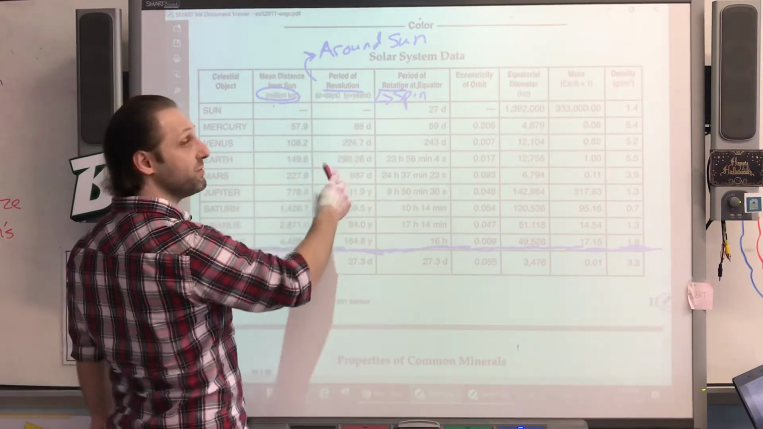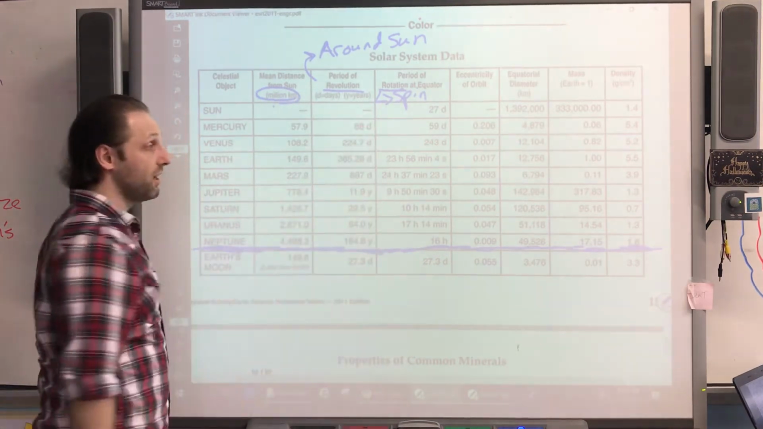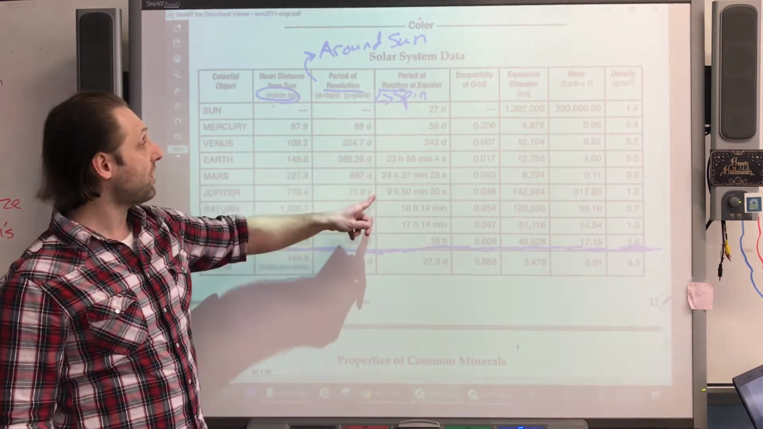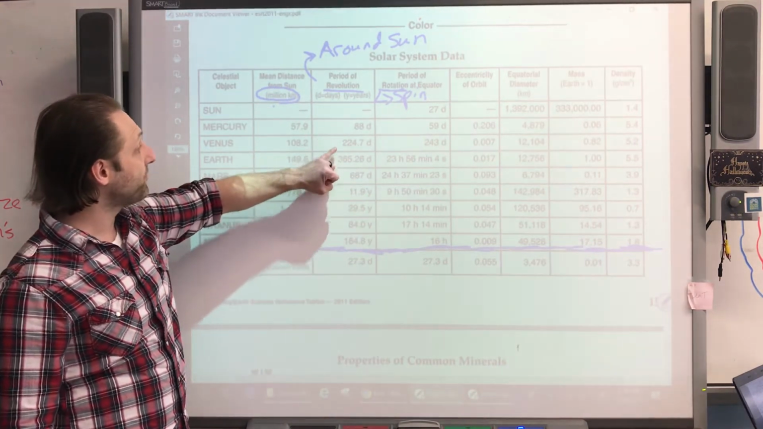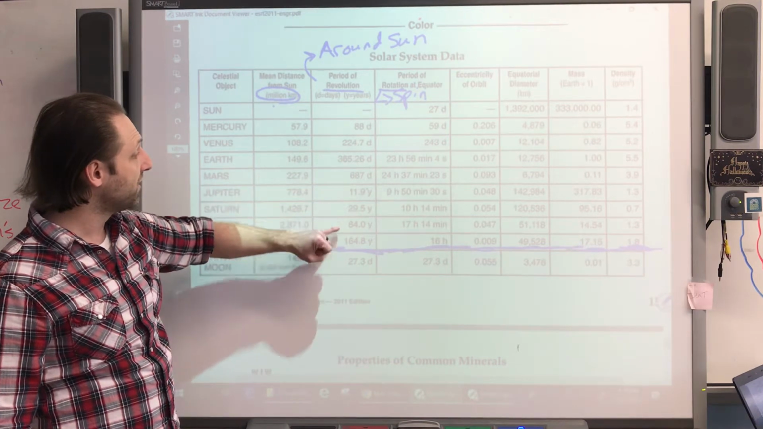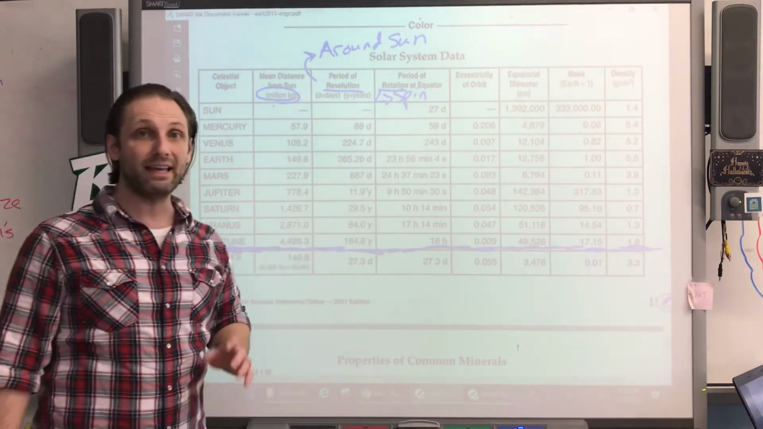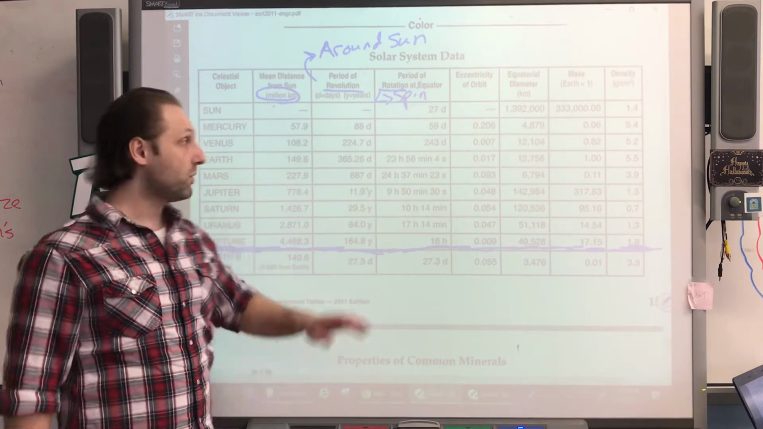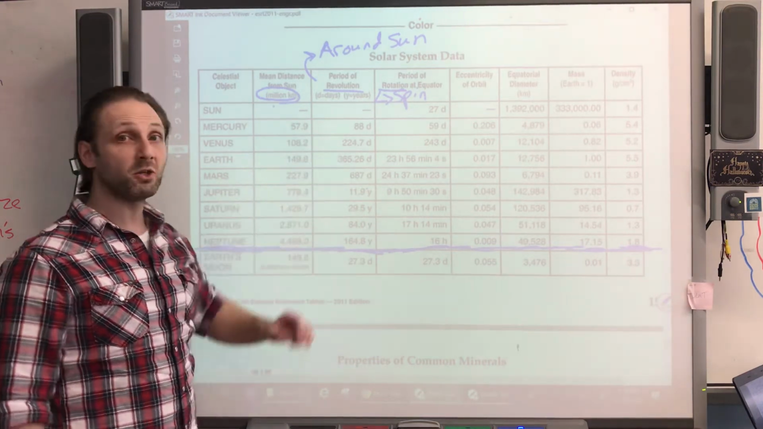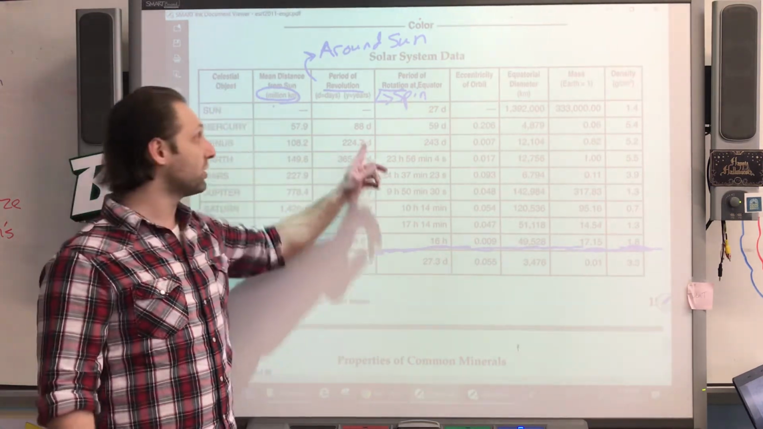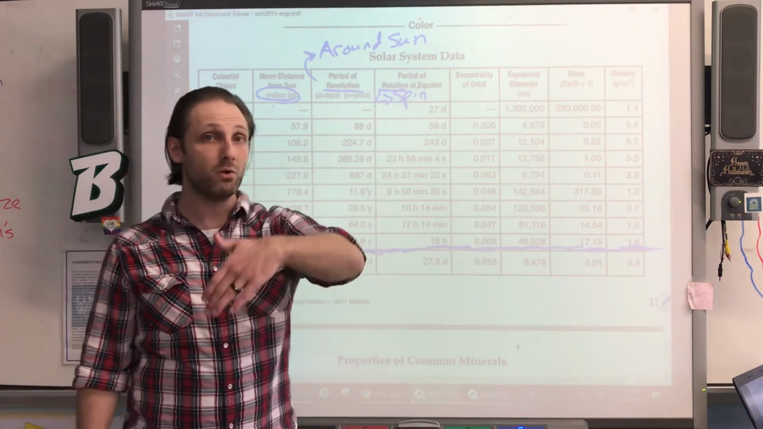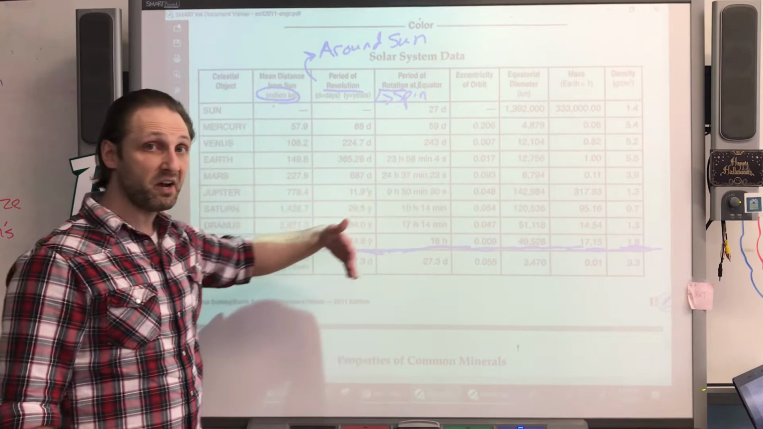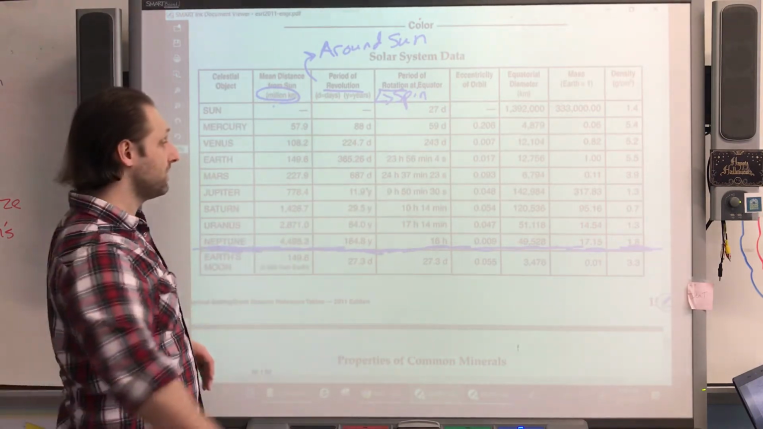So, revolution, we've got days and years. So, we've got a D for days, a Y for years in this column. Notice that as you get further away from the sun, the revolution increases. So it gets longer and longer and longer in terms of Earth time. These are Earth days and Earth years that it takes for these planets to go around the sun once.